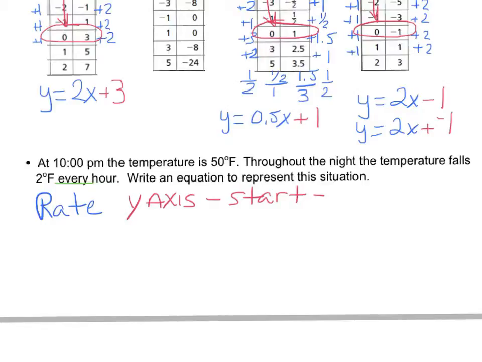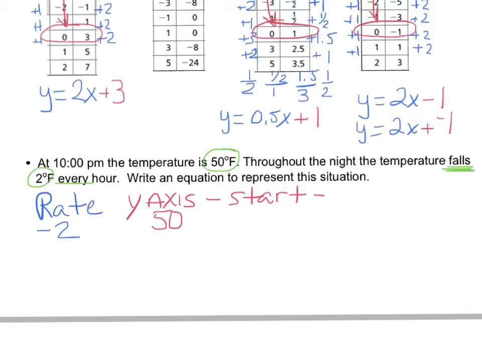And our rate is 2 degrees every hour, but be careful because it's not just 2, it's falling 2 degrees every hour. So if it's falling, we need to represent that as a negative 2. So our rate is negative 2. And where are we starting on the y-axis? Well, this story begins at 10 p.m. And at 10 p.m., at the beginning of our story, the temperature is already 50 degrees. So we're going to be starting at 50 degrees.